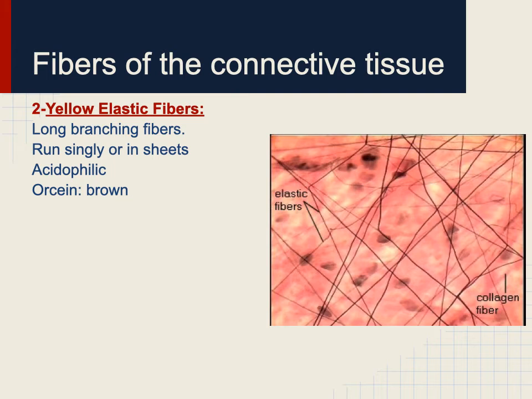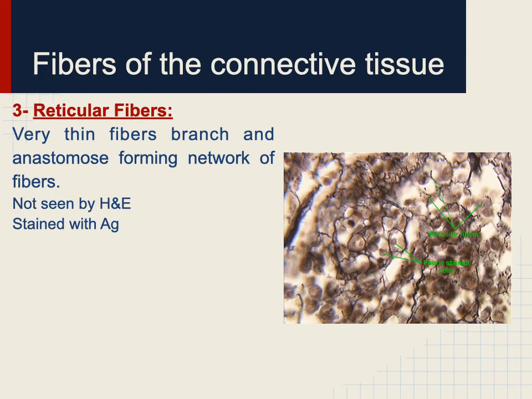The second type is the yellow elastic fibers. They are long fibers, run singly or in sheets, acidophilic, and stain brown with orcein. The last type of fibers is the reticular fibers. They are very thin fibers, branched and smooth, forming a network. They cannot be demonstrated by hematoxylin and eosin, and they are stained with silver.